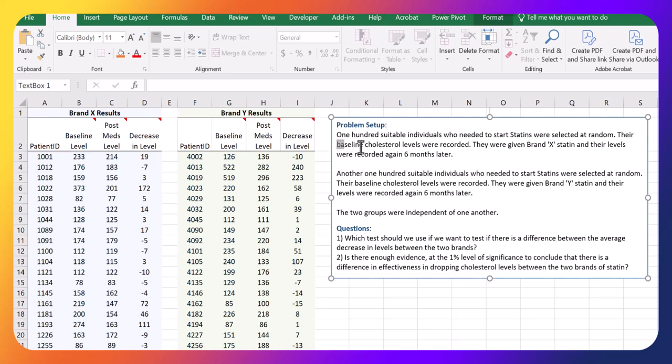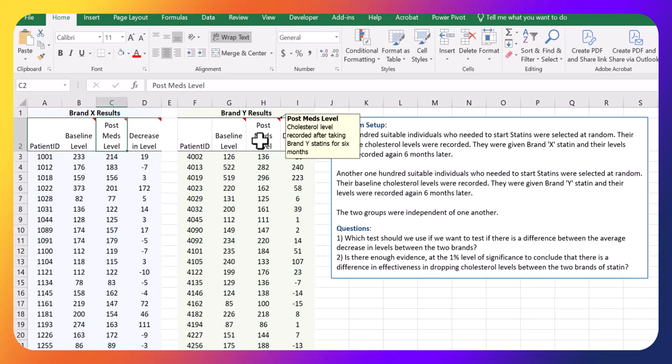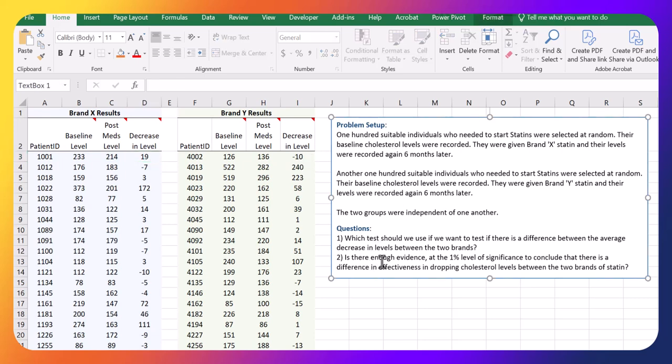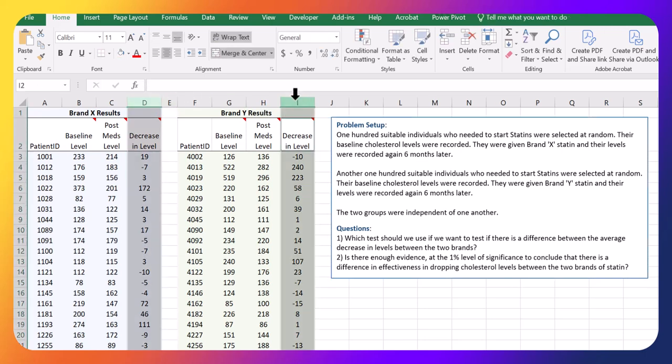We're recording their baseline levels. Let's assume they're people who needed to start statins, and half of them are given brand X, half are given brand Y. And we're looking at their baseline levels and then their levels after they have taken these statins for 6 months. And in each case, we're looking at the decrease in the levels between them. And what we really want to know is, is there a difference in the decrease in the levels? So is one brand different from the other in how they decrease people's cholesterol levels over time?